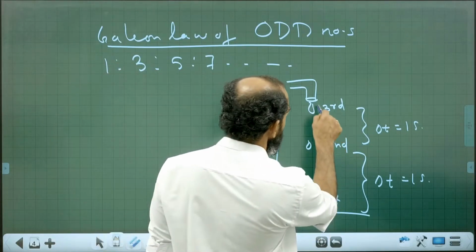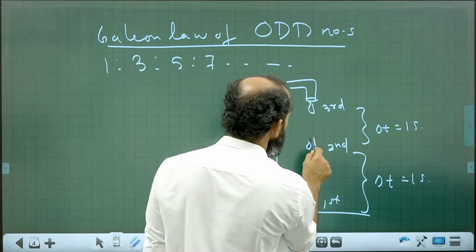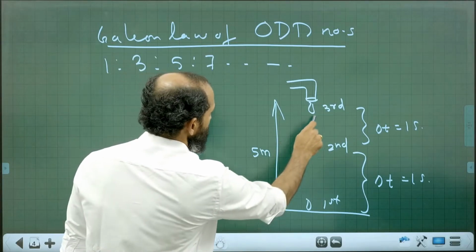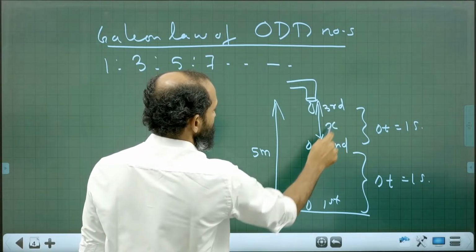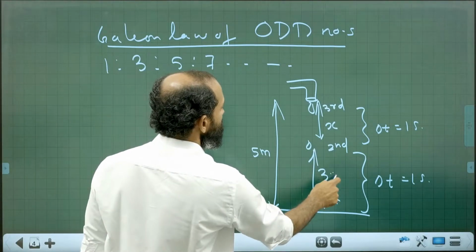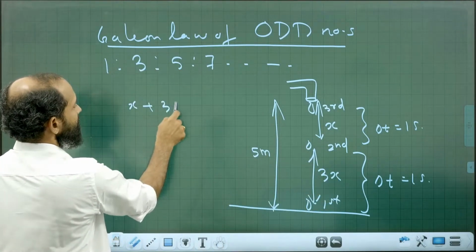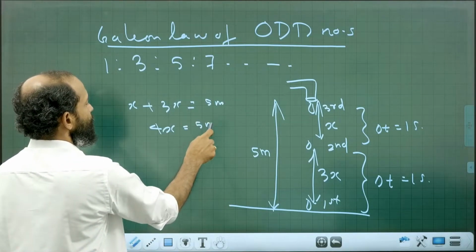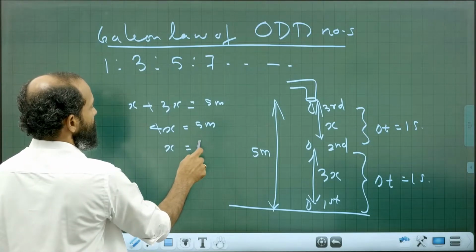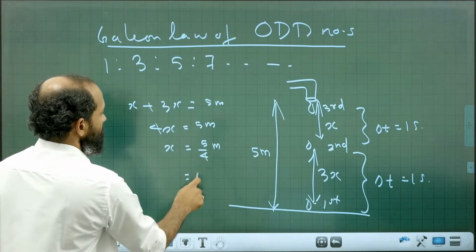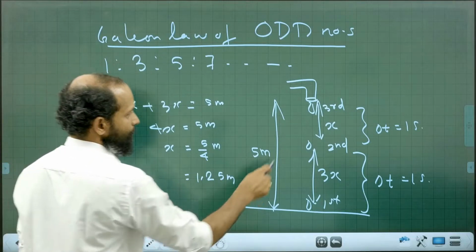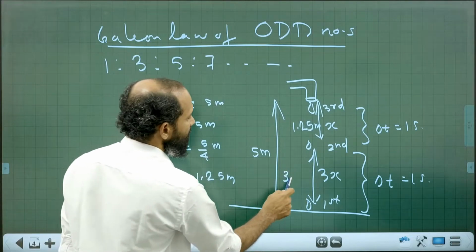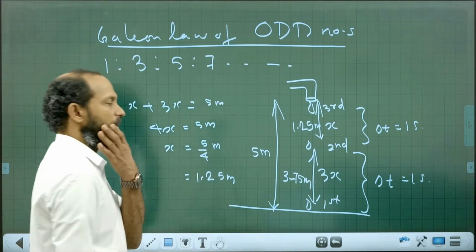Then if this distance is 1 meter, this should be 3 meters, that is what Galileo is saying. So if this distance is x, this distance should be 3x. So x plus 3x is equal to 5 meters, that is 4x equals 5 meters, so x is 5 by 4 meters, that is 1.25 meters. So this distance is 1.25 meters. Then this distance will be 3 times that, 3.75 meters.